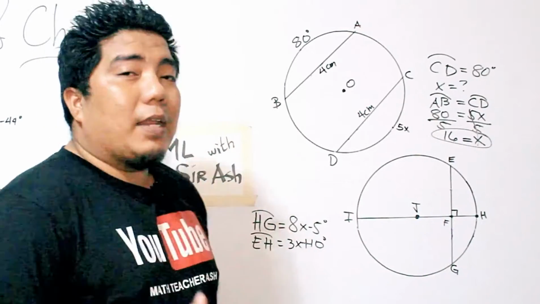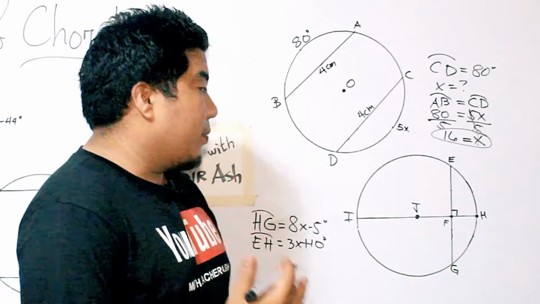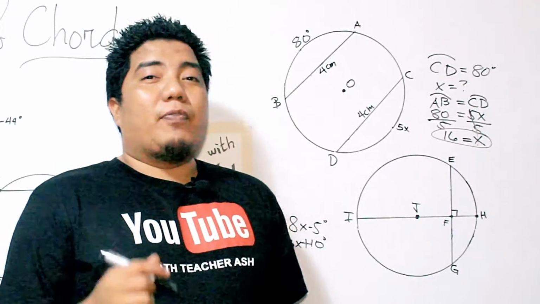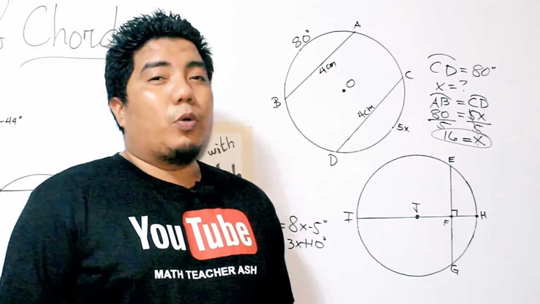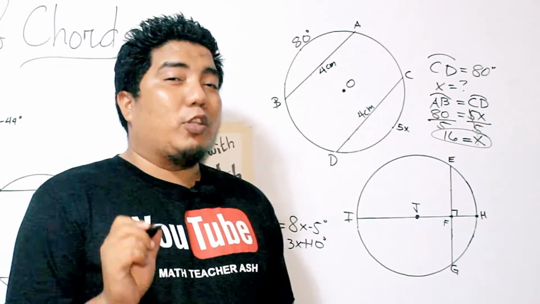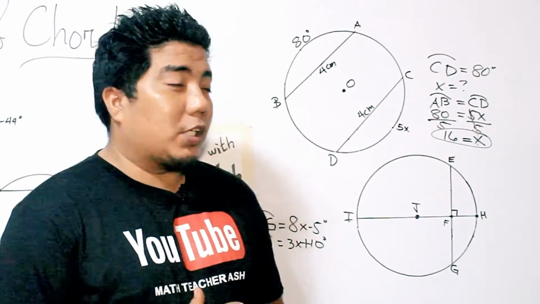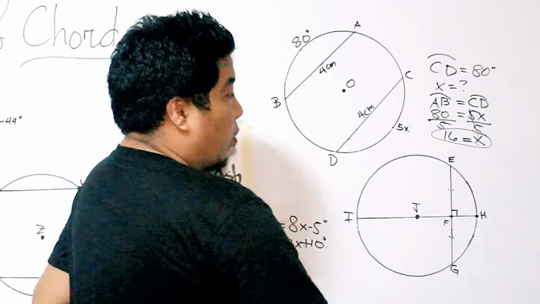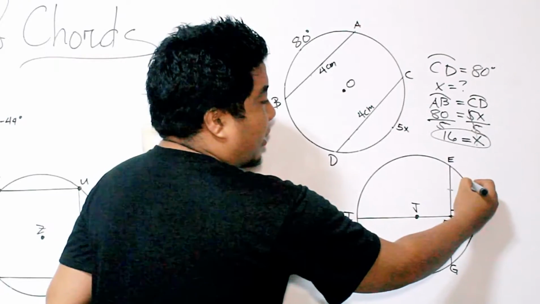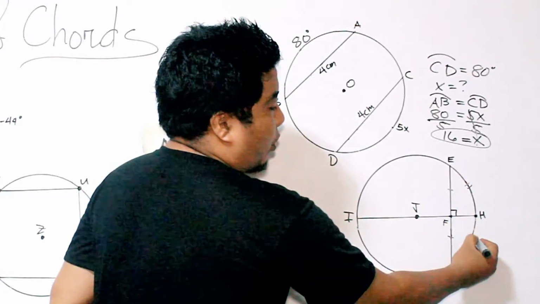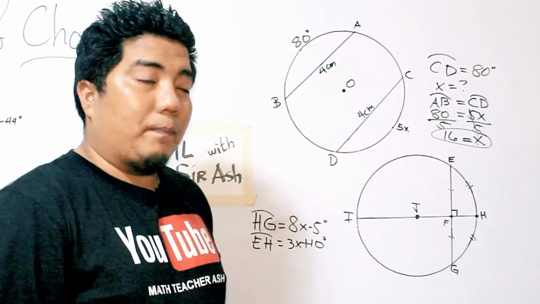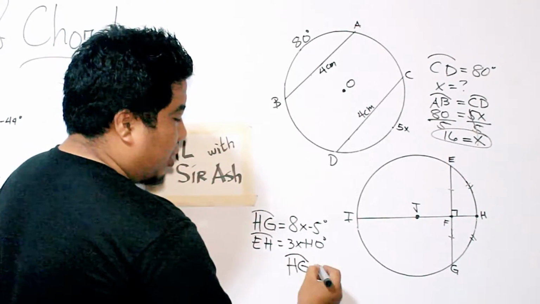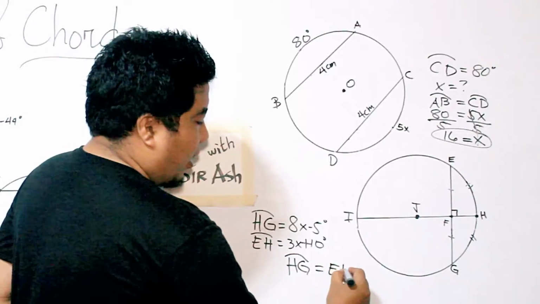Okay, so remember in theorem number 2 that when your diameter and your chord are perpendicular with each other, it bisects the given chord. So, in that case, the intercepted arc is also bisected. So, therefore, we can equate arc HG to arc EH.